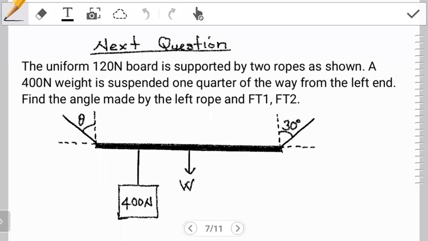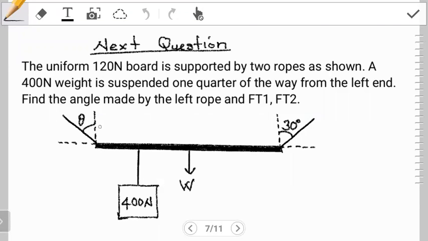Hello students, welcome to the third tutorial on static equilibrium. In this video, we're looking at a uniform rod that is suspended horizontally as shown in the diagram. Then we're trying to use a few concepts that we've learned to determine a few unknowns in the diagram.